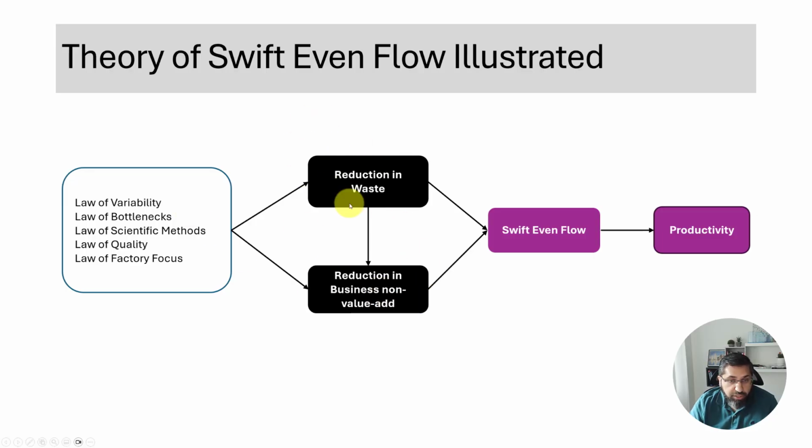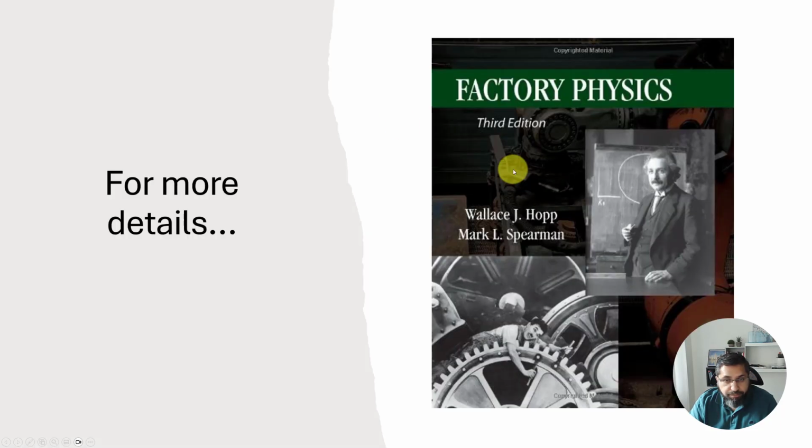This reduction in waste and non-value add leads to swift even flow, where everything is just value add activities and material is flowing at a regular pace through the process. There are no bottlenecks, there are no hiccups, which leads to higher productivity. Okay, so that's the theory. If you want to understand this theory in more detail, this is a great book, Factory Physics by Wallace Hopp and Mark Spearman.